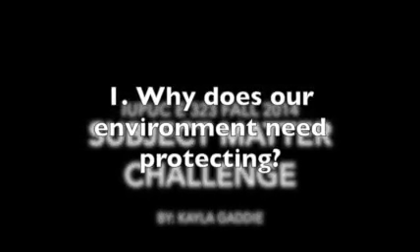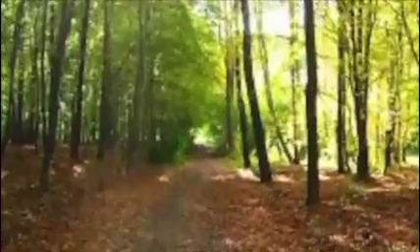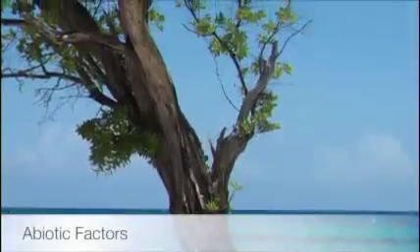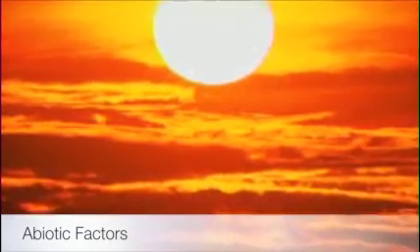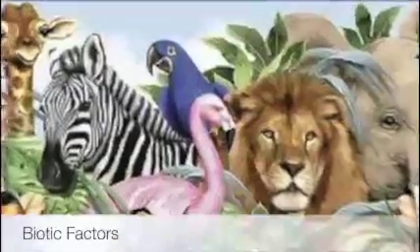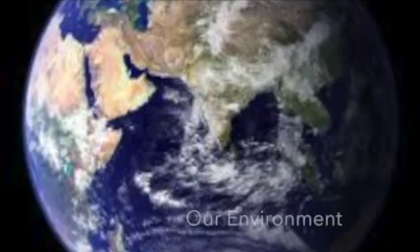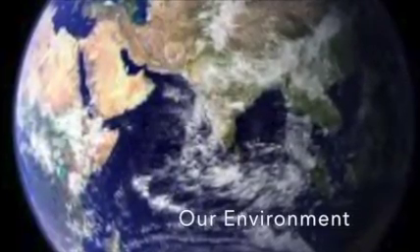Why does our environment need protecting? Our environment consists of all living and non-living things surrounding us on Earth, known as biotic and abiotic factors. The sun, water, and temperature would all be examples of abiotic factors. Some biotic factors would include humans, animals, and plants. Therefore, our environment is the space in which we live our lives, and we depend upon it for survival.